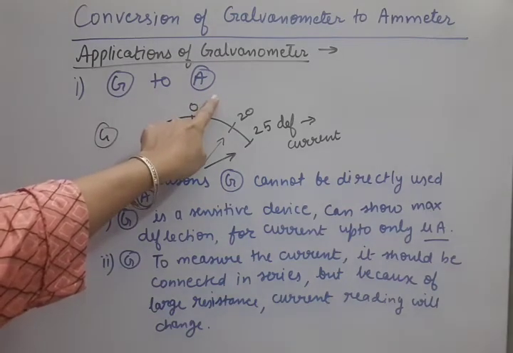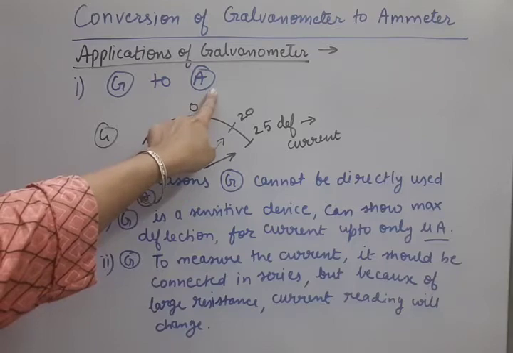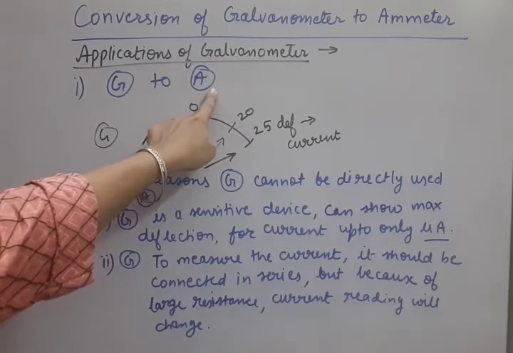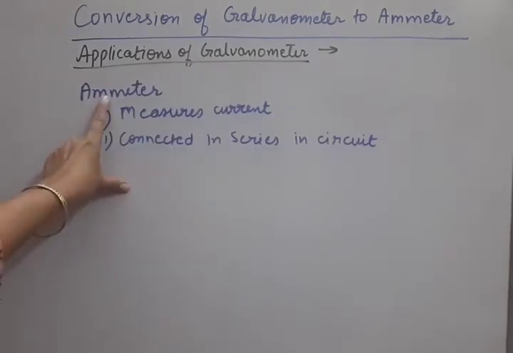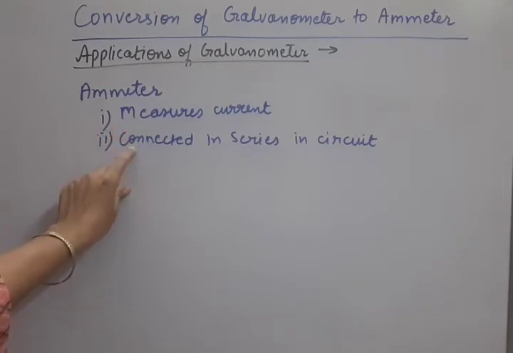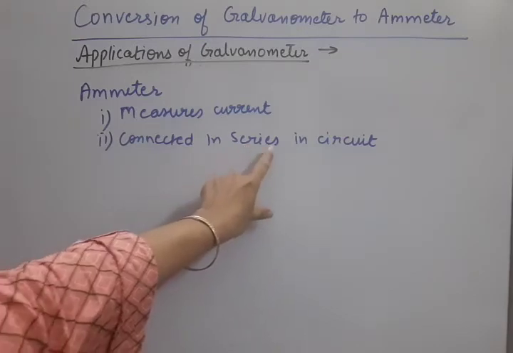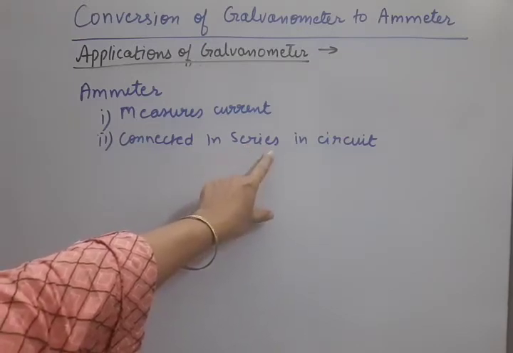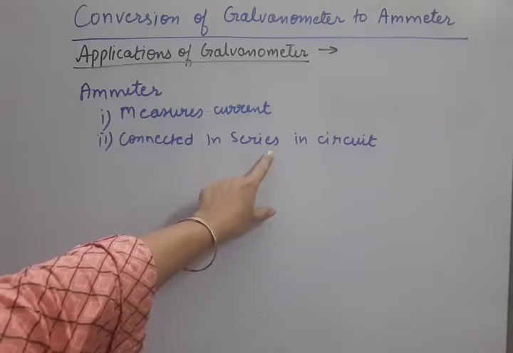So first of all, we need to understand in detail what are the properties of the ammeter. In the next sheet we are understanding the properties of the ammeter. Note down all this. About an ammeter, we know that an ammeter measures current. And how is it connected in the circuit? It is always connected in series, because it has to measure the total current of the circuit, and total current remains the same in series.